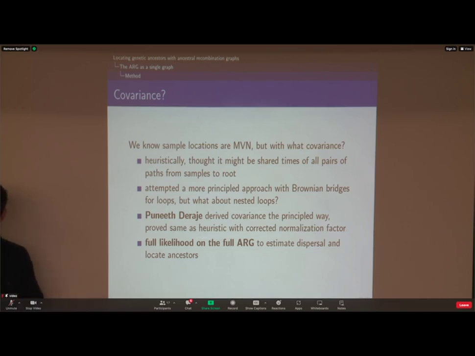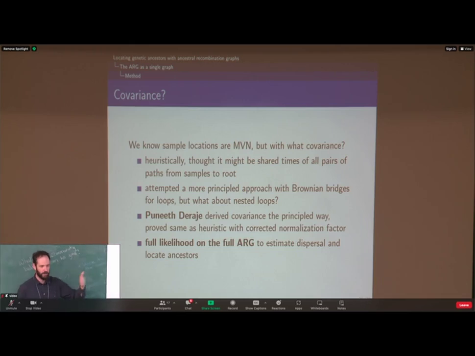I was very impressed, very happy that Puneeth had developed a method to get the full likelihood on the full ARG, from which we can estimate dispersal rates and locate ancestors. I think it's also potentially a mathematical advance that's separate from the problem we're trying to solve, which is modeling Brownian motion on these graphs.